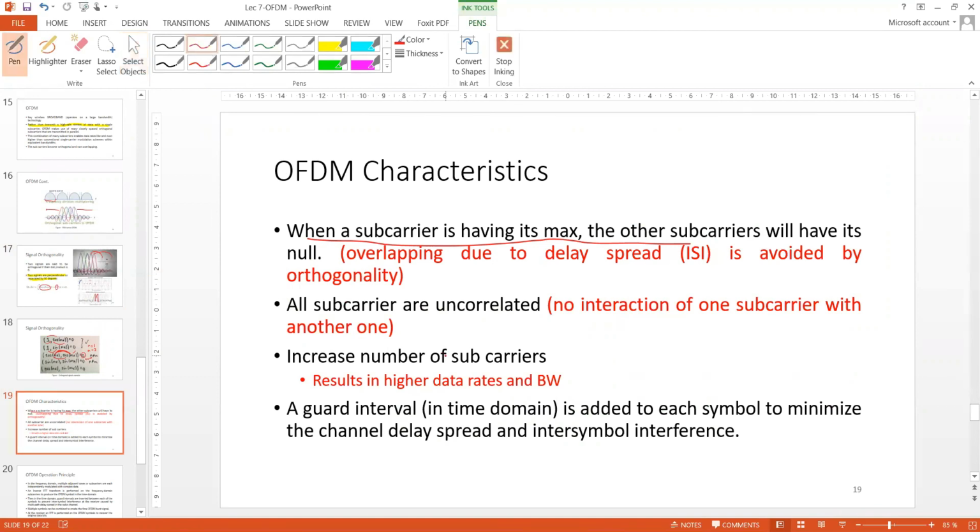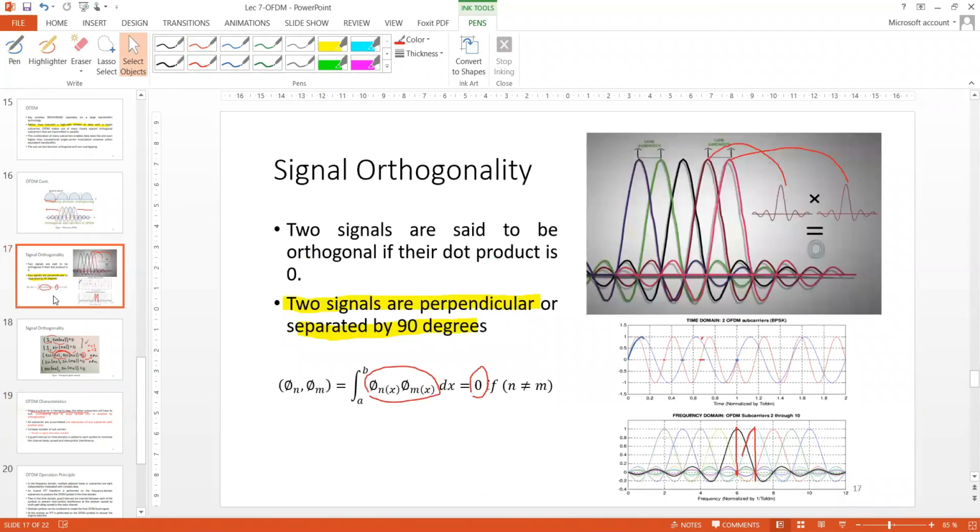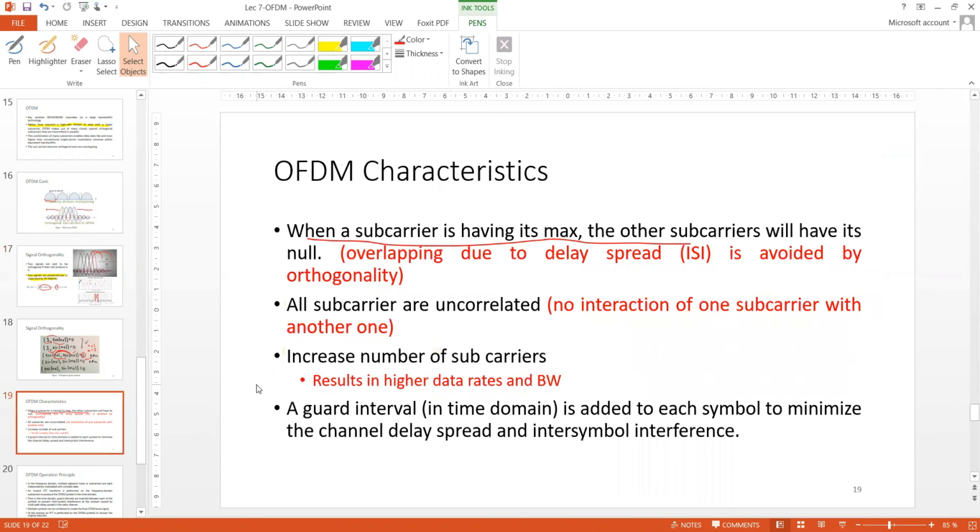Similarly, an increase in the number of subcarriers results in higher data rates and higher bandwidths. Let's suppose you want a particular station to communicate at relatively higher data rates, so you simply assign that station a larger number of subcarriers. When more subcarriers are assigned, it will be able to transmit more information because more bandwidth will be allocated to that user.